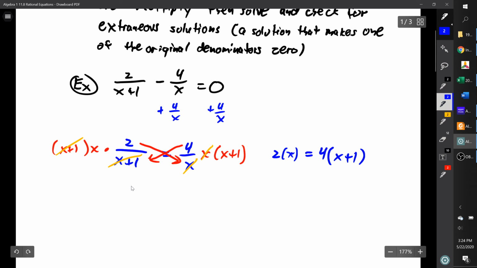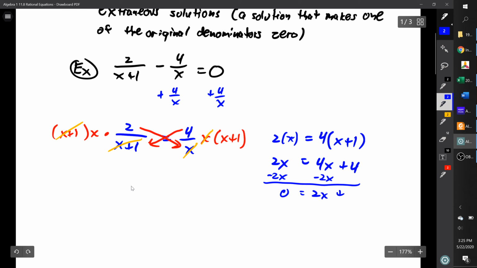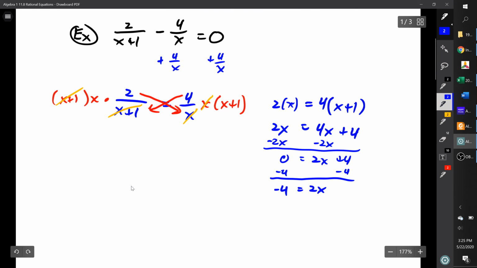Okay, so now we can go ahead and solve. So what do we get here? We get 2x equals, we need to distribute here, 4 times x is 4x plus 4 times 1, so plus 4. I need to subtract 2x from both sides. That gives me 0 equals 2x plus 4. Now let's subtract 4 from both sides. That gives me negative 4 equals 2x. Divide both sides by 2. And what do I get? I get x equals negative 1/2.